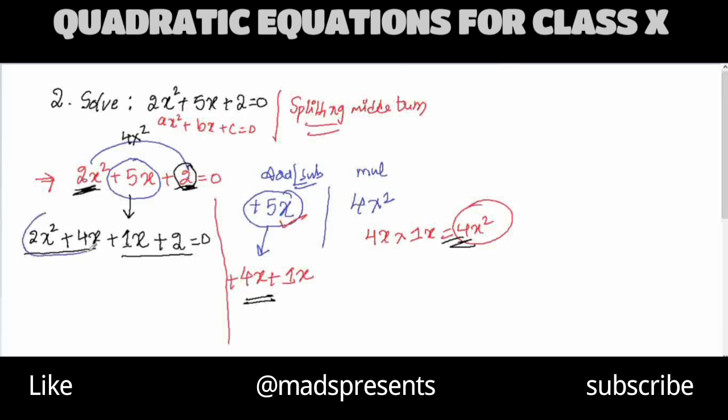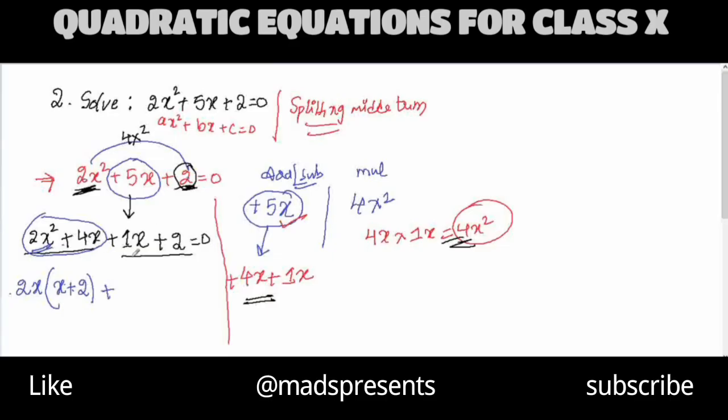Then think what you can take common from the first two. I can take 2, since 2 into 1 is 2 and 2 into 2 is 4, right? So 2 is the factor. And here x square and x, I can take 1x also. So I can take 2x as common. Already 2x is taken out, so x is left here. And from 4x, x is common, 2 into 2 is 4, so x plus 2. Just verify: 2x into x, 2x square, plus 2x into 2, 4x.